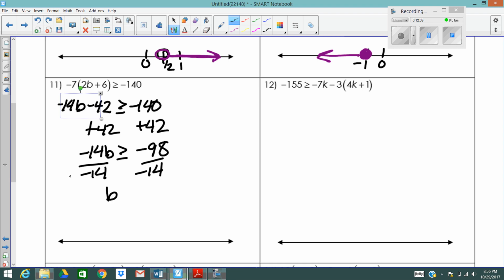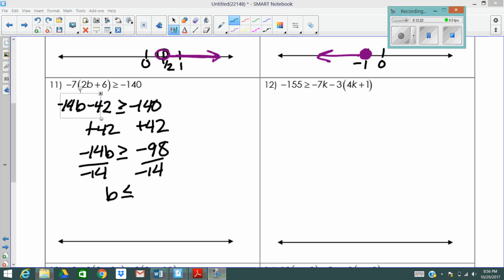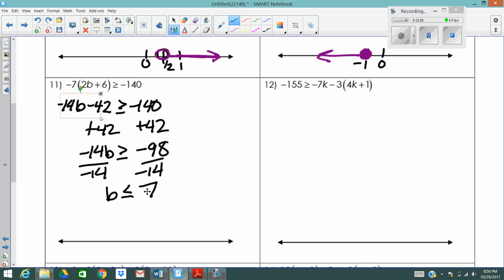And we get b is, since I divided by a negative, I'm going to have to flip that sign. So less than or equal to, let's see, negative 98 divided by negative 14 gives us a positive 7. So I have 0, 1, 2, 3, 4, 5, 6, 7. Filled in circle because it's less than or equal to, and to the left since it's less than or equal to.